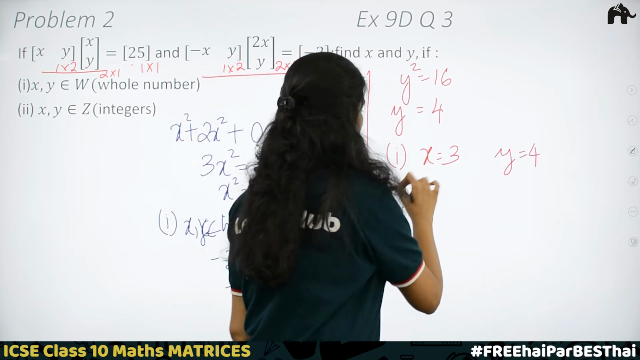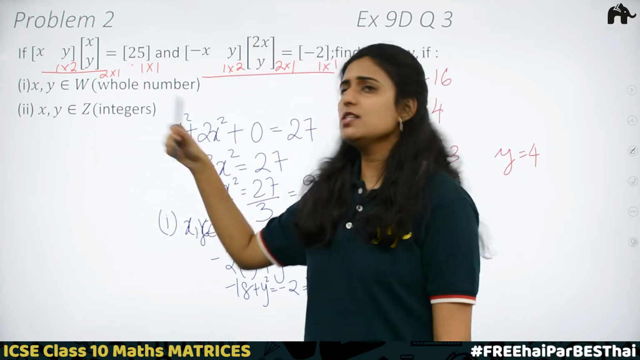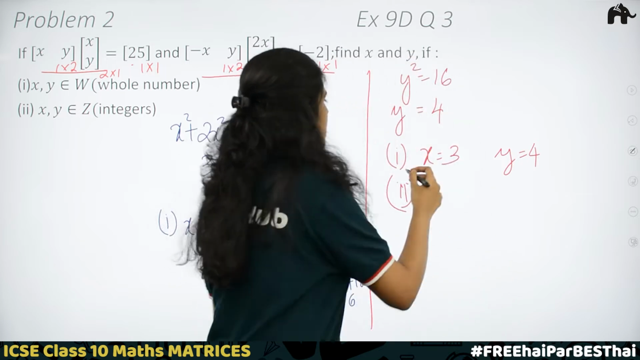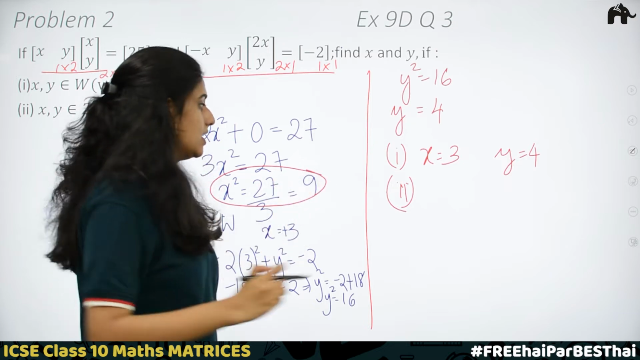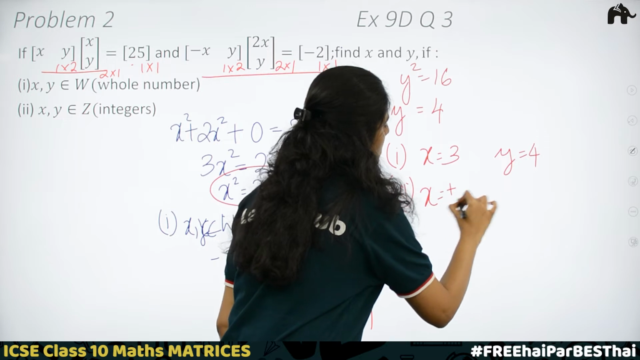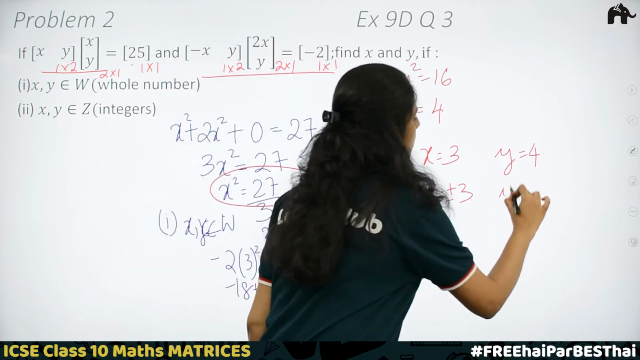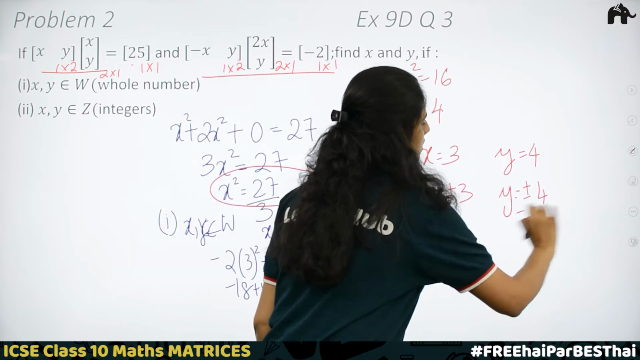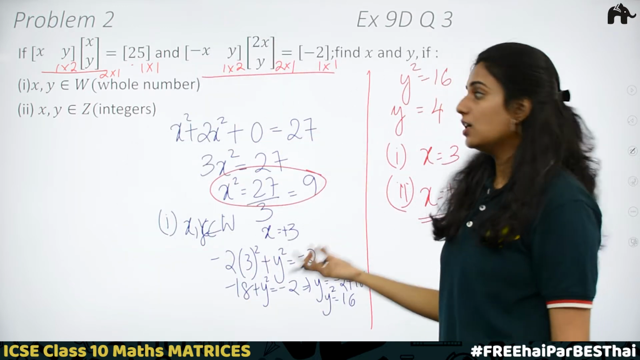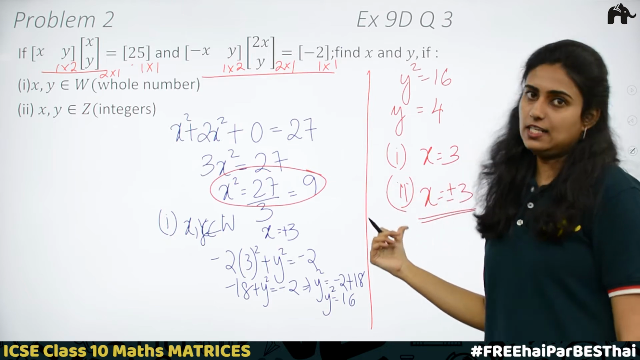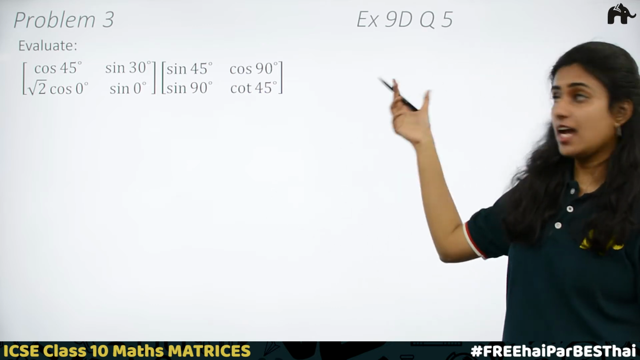Now, the second question: x and y belong to integers. Integers means we can use the negative values as well. That is, if x square is equal to 9, then the values of x are plus 3 and minus 3, that is, x is equal to plus or minus 3. If y square is equal to 16, then y will be equal to plus or minus 4. So, these are the possible values of x and y when they belong to whole numbers and when they belong to integers. Clear?